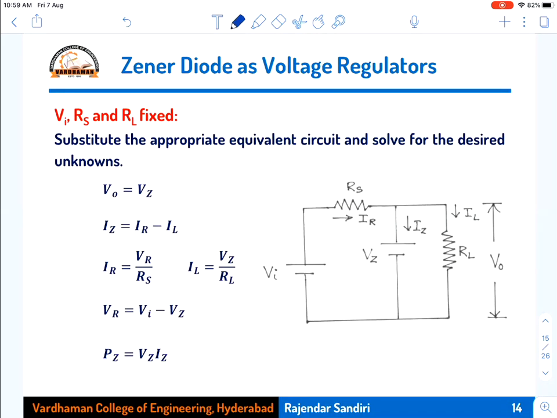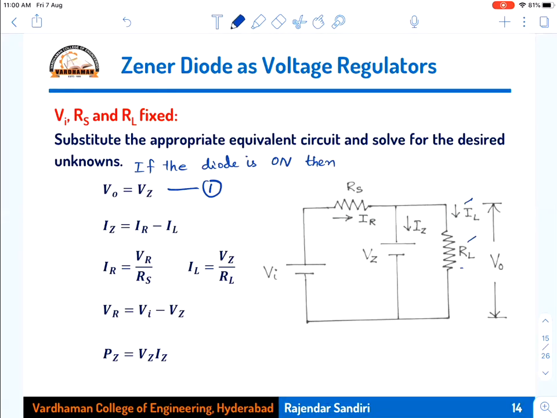Once the diode is on, your output voltage is equal to the Zener voltage, and it will act like a voltage regulator. Then all other parameters like Iz, IR, IL, VR, Pz can be calculated. How do we calculate them if the diode is on? If the diode is on, then V naught will be equal to Vz. That is the first equation. If the diode is off, V naught is determined by the load resistance and the current flowing through it, and that itself is your output voltage V naught. That is not the Zener voltage.